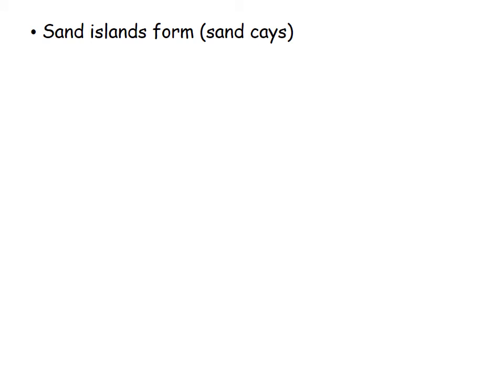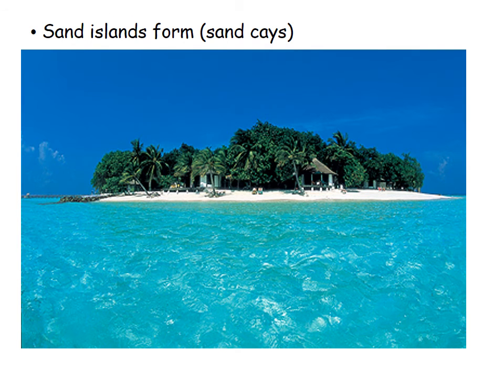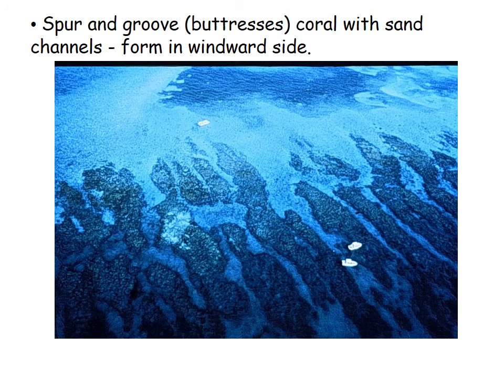Okay, now sand islands that form on barrier reefs are called sand cays. Sometimes they can get so big you can build on them. Now these are the ones that are most in danger when you have global warming and the ocean waters rise. They're not very high off the surface of the ocean, so they can be flooded very quickly.